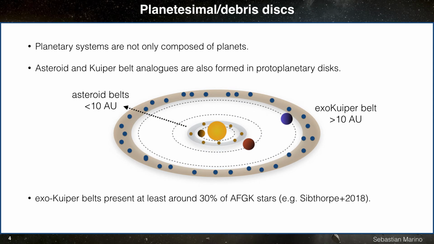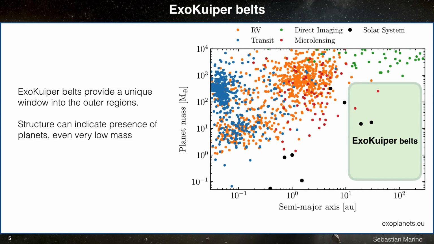Planetary systems are not only composed of planets, but they are also composed of planetesimal belts, which are analogous to the asteroid and Kuiper belts. Collisions between planetesimals in those belts give rise to high dust levels, which are much easier to detect and image compared to exoplanets. In fact, we find high dust levels around 30% of AFGK stars. Therefore, we can use the structure of exoKuiper belts at tens of AU to learn something about the exoplanet population at tens of AU too.